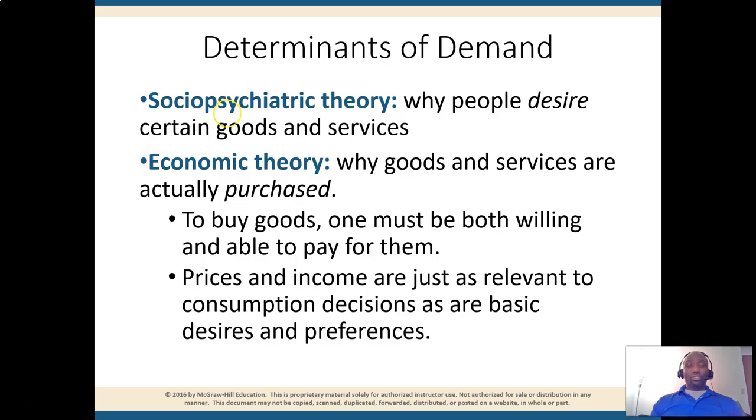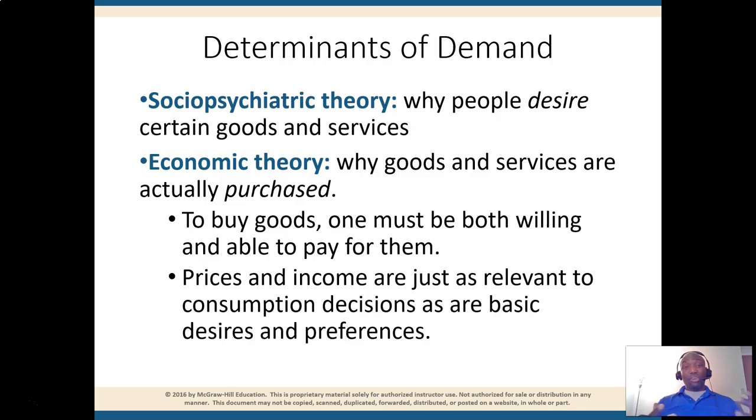To buy a good, you must be willing and able to buy. If you don't want to buy something, you're not going to buy it. Even if you want to buy it and you don't have the money, well, you go home. So you have to be willing and able. Price and income are just as relevant as basic desire and preference. You need income to buy, and your income should allow you to afford the goods out there, because there are prices out there. If you want to buy a house, you need income. Houses have prices, and you need income to be able to buy those. So income always comes into play. You want to buy a house, you need to go to the bank, and the bank will ask you a lot of questions.